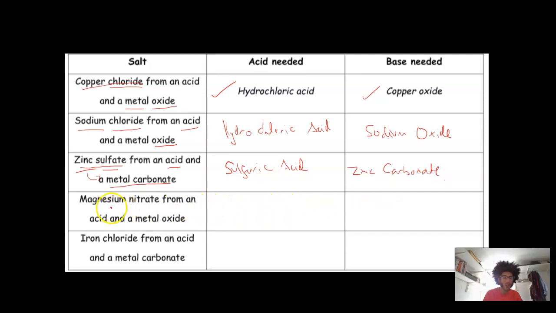Okay, let's try a couple more. I've got magnesium nitrate. I'm making it from an acid and a metal oxide. Let's do the acid first of all. Now I've got nitrate inside this salt. So the acid can't be hydrochloric or sulfuric because it says nitrate. So in this case, it's nitric acid.